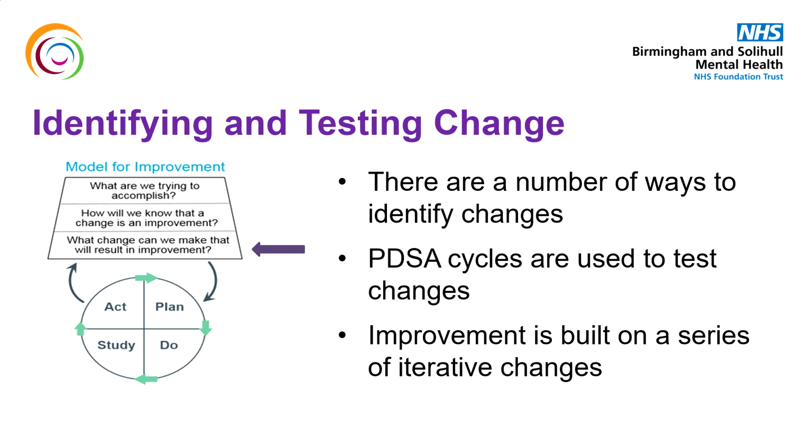So the third question is, what change can we make that will lead to an improvement? And this is the bit where we get to actually designing changes and trying them out. The plan, do, study, act cycle always starts with a small trial. This could be with one service user, one staff member, one clinic. And as we become more confident that our changes are working, we can then expand them to try to bring in slightly different scenarios.